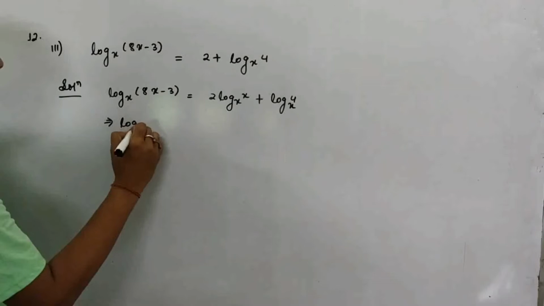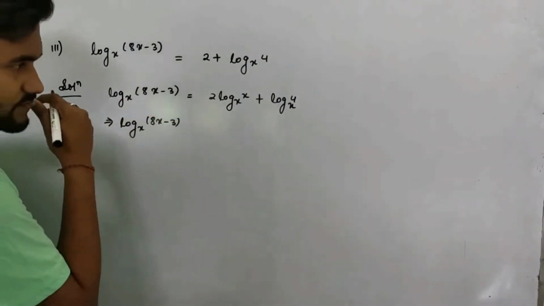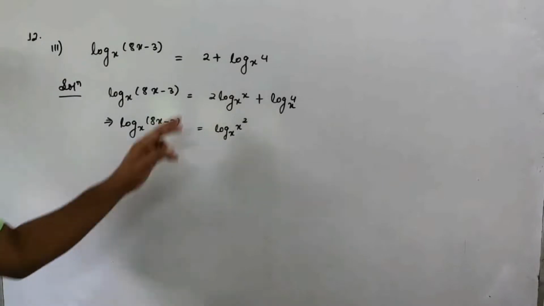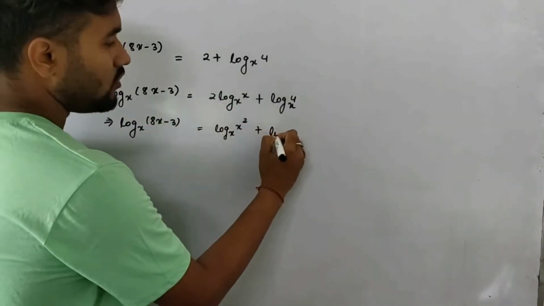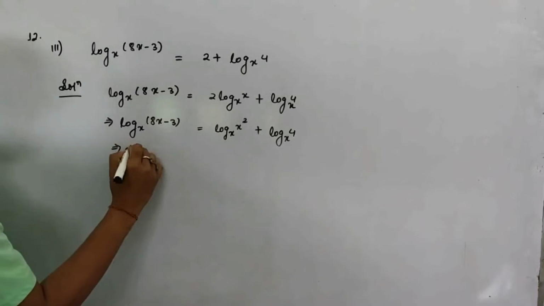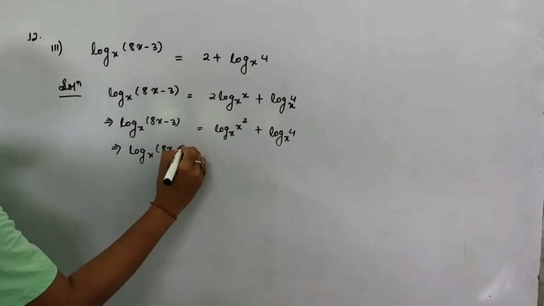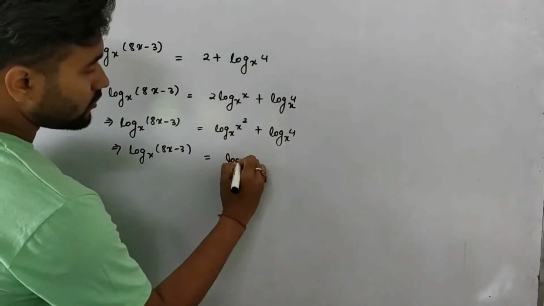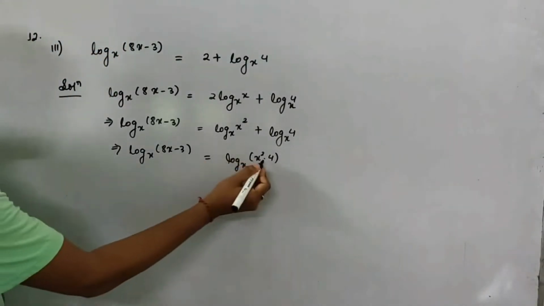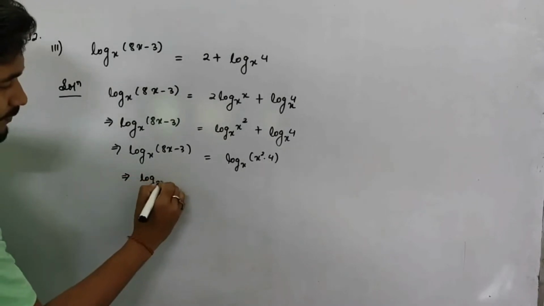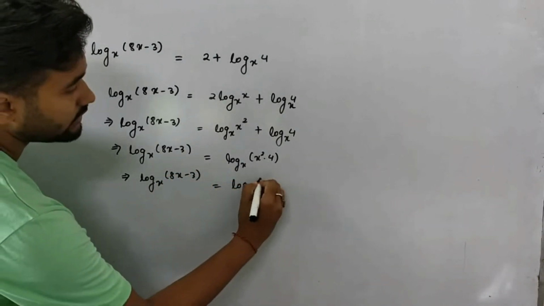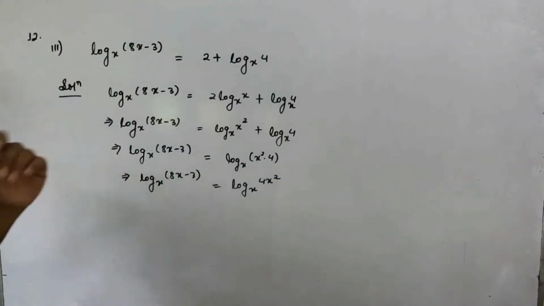Now which implies log of x 8x minus 3. Then this one I can write as log of x and x to the power 2. These two will go over here as power, isn't it? Then plus log of 4. So now which implies log of 8x minus 3, I can apply the product law. Log of x and what? X square into 4. This is into, okay, this dot, not point. So this is log of 8x minus 3 will be equal to log of, and this is nothing but 4x square.